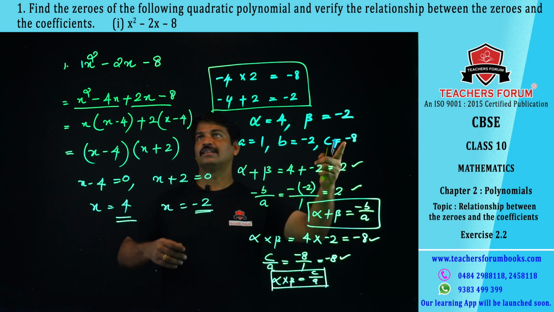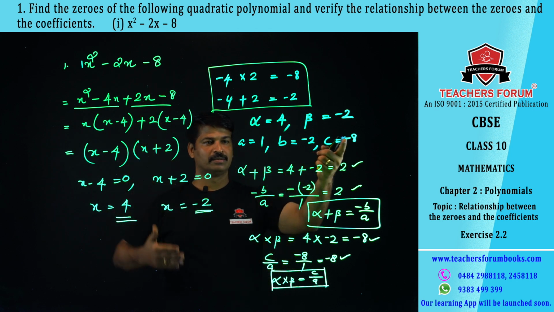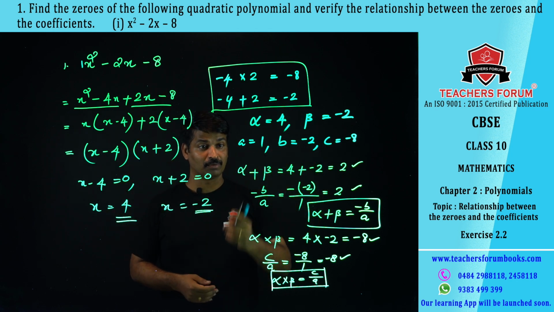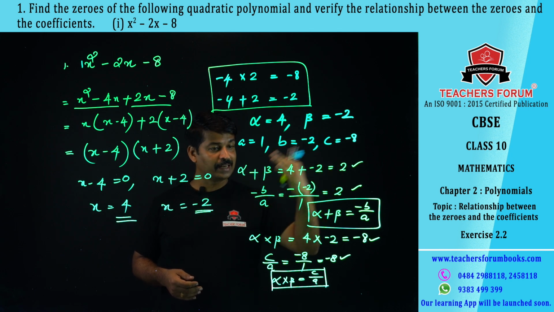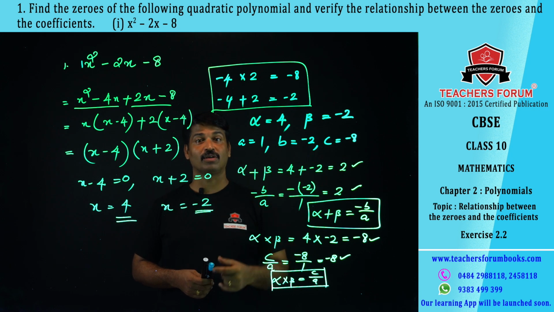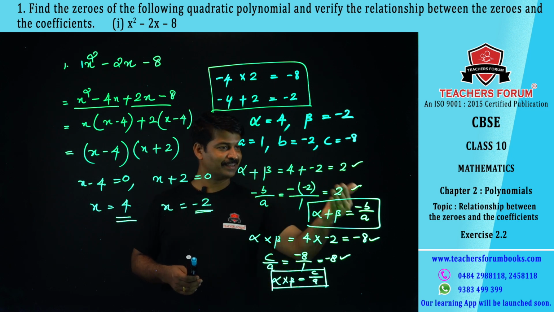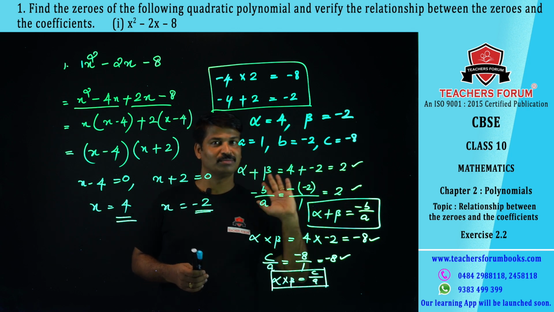Let us find then the coefficients, that is a, b and c, from here. Okay, now let us verify the relationship. Let us find first alpha plus beta. Alpha plus beta is 2. Then let us find out what is minus b by a. b is the coefficient of x and a is the coefficient of x square. What is minus b by a? That is also 2. From this we conclude alpha plus beta is equal to minus b by a.